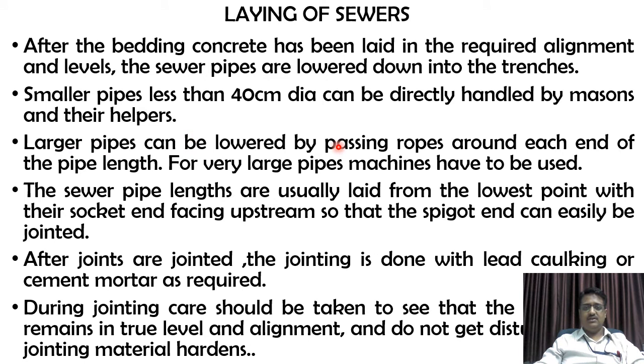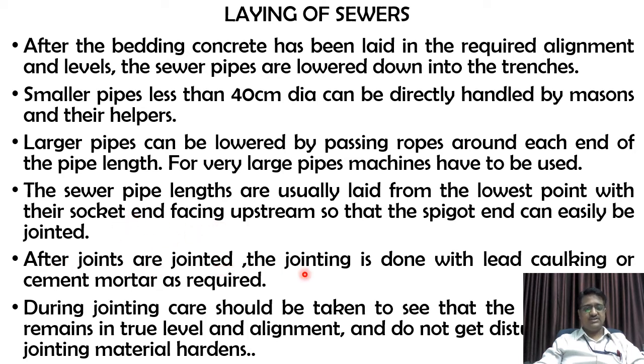Larger pipes can be lowered by passing ropes around each end of the pipeline. For very large pipes, machines have to be used. The sewer pipelines are usually laid from the lowest point with their socket end facing the upstream so that the spigot end can be easily jointed. So wherever you want to joint a particular section of a pipe, that will be at a much higher level than the one which has already been jointed, with respect to the previous pipe. So that's why it will be laid in that particular pattern.